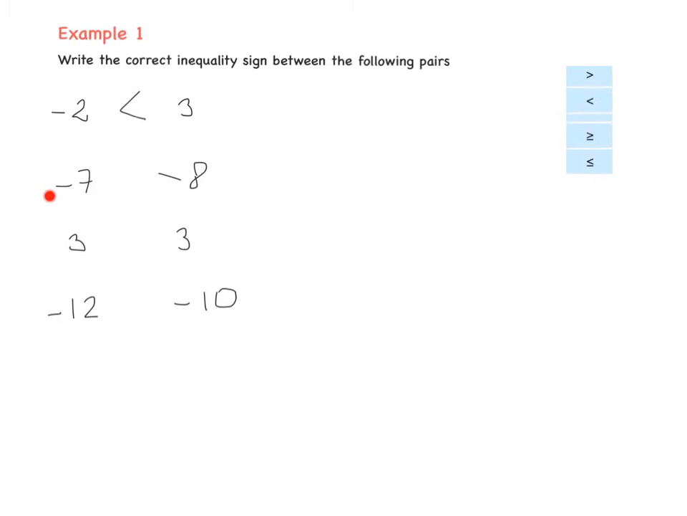Then we have 2 negatives in the next question. So it's -7 and -8. Which one is bigger? So you can always think about the temperature, okay? And ask yourself, when the temperature is higher, or when it's warmer, okay? So as you can see, -7 is warmer than -8. It's not a big difference, but still. And then the next pair is 3 and 3. Of course, it's an equal sign between them. And then we have -12 and -10, and the same. Which one is warmer? Which one is closer to 0, okay? So -10 is warmer, so it's greater than -12, okay?